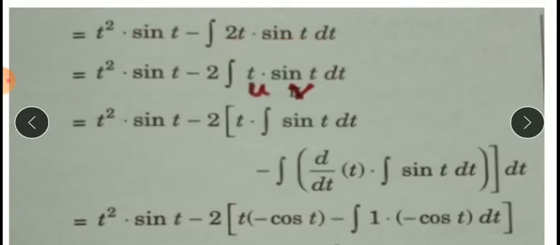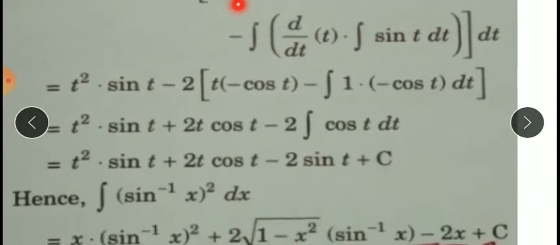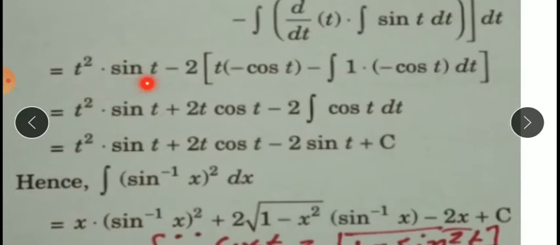That is, 2 is constant. Again integration t sin t using integration by parts. First function, integration of second, minus whole integration, differentiation of first, integration of second. This is equal to t square sin t minus 2t. Its integration is minus cos t, minus d dt of t is 1. Again integration sin t is minus cos t, and this is our required expression, minus 2.